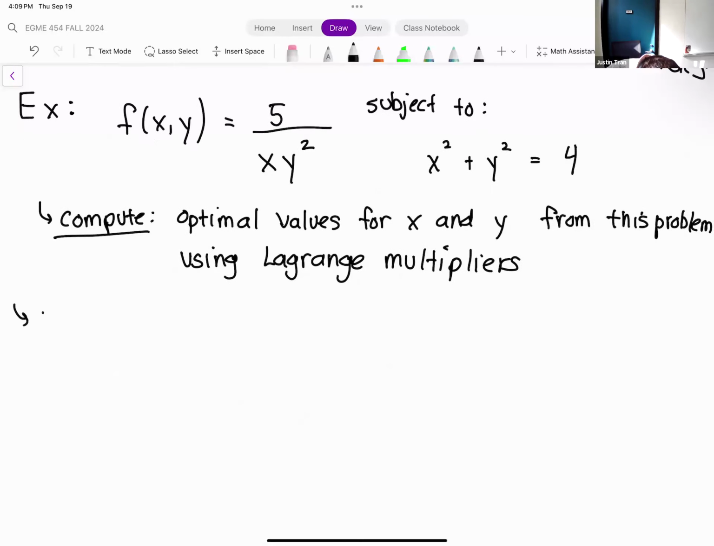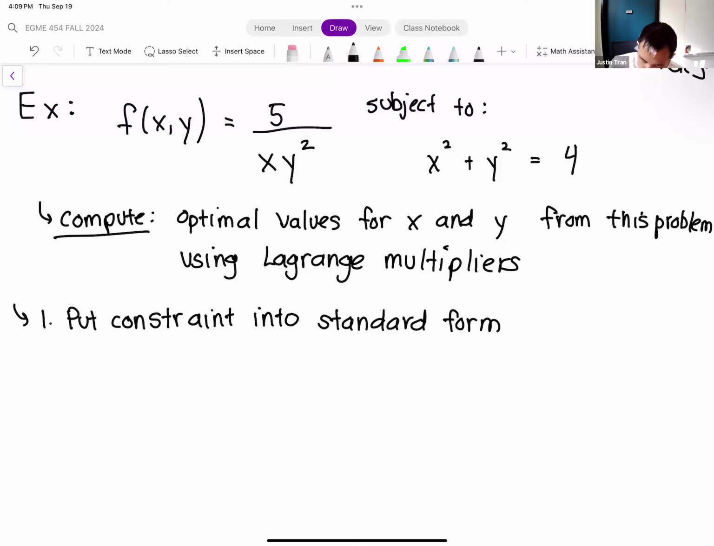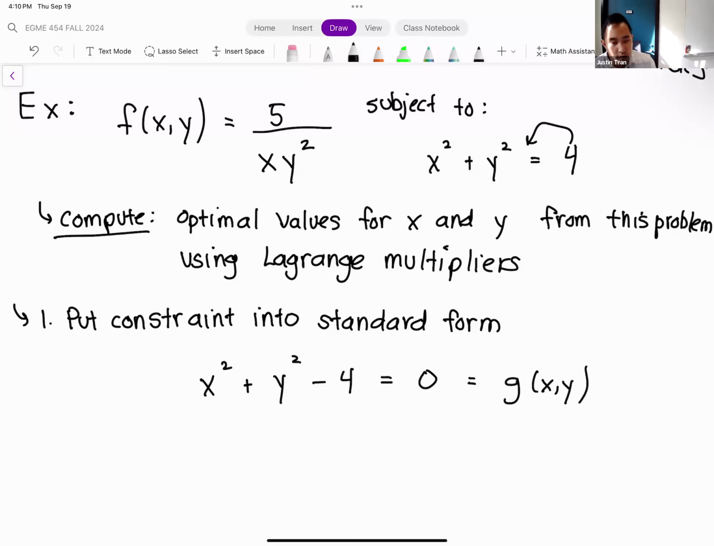So first step. Let's put our constraint into standard form. So standard form is just, there has to be a 0 on one side of the equation. So let's take our constraint and subtract 4 from both sides. So then our constraint is x squared plus y squared minus 4 equals 0. That is our constraint g of x and y in standard form.